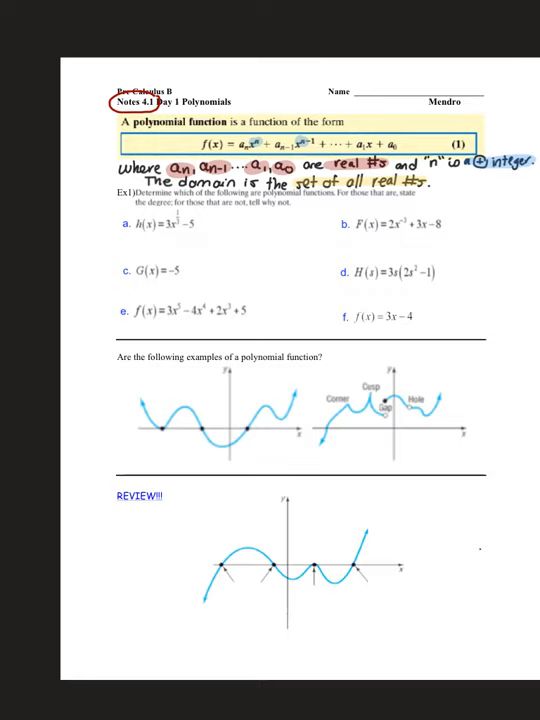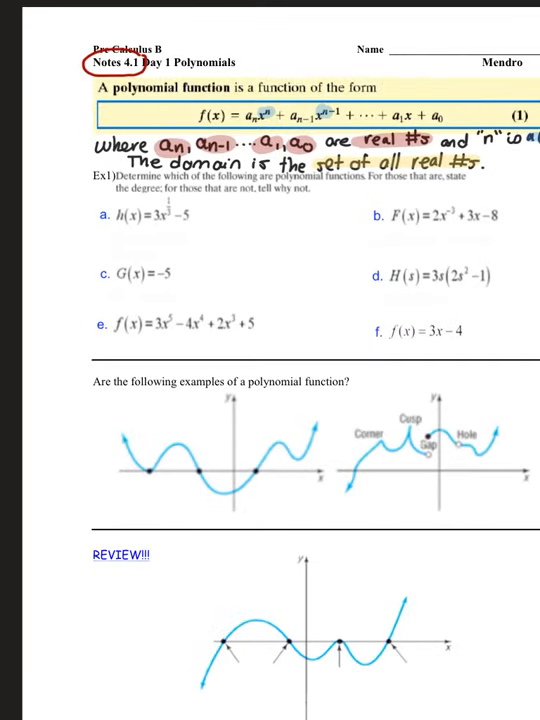So the first thing we want to look at is, in these examples of possible polynomial functions, is this a polynomial function? If so, then I want you to state the degree of the function, and if it's not, then we're going to need an explanation for why it is not a polynomial function. Keep in mind, when we mention the degree of a function, the degree refers to the highest exponent in the function.